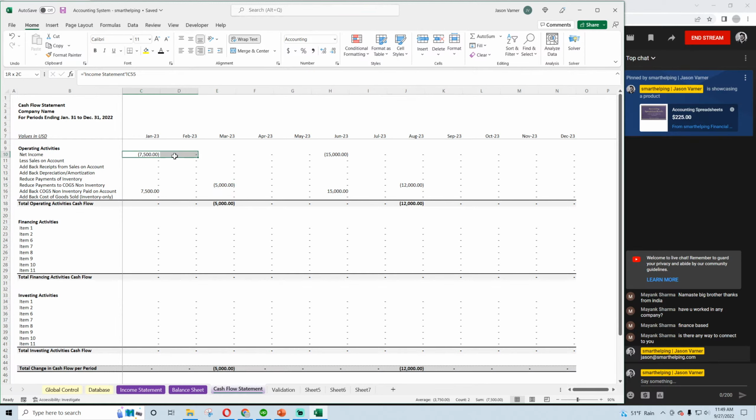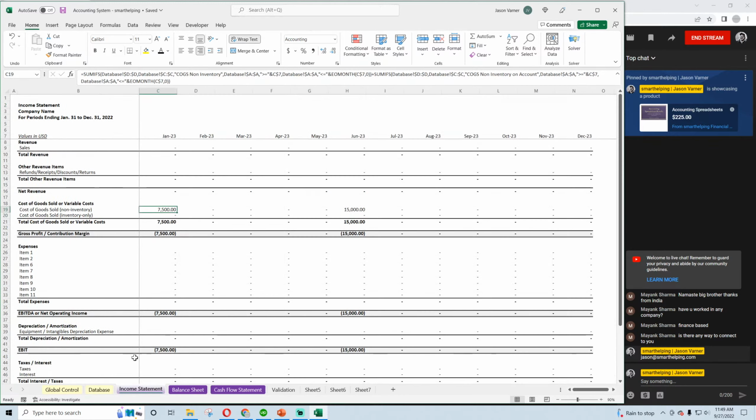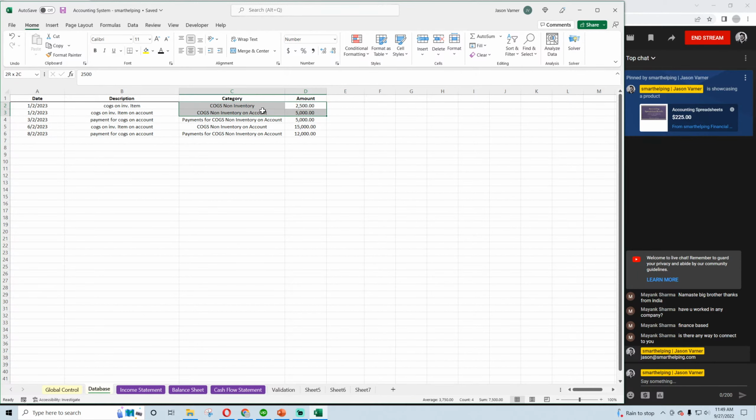Let's look at the net income. So here's the cost of goods sold hitting in total. So we've got 22.5. Uh, hold on. Cost of goods sold non-inventory that was not paid on account. So this 2,500 also has to be added in here. Wait, it is 75. So that's these two. Then we pay, then we accrue on account, and then we pay.